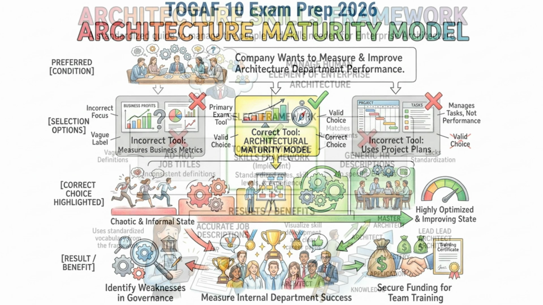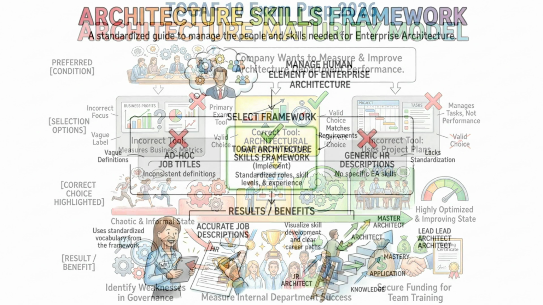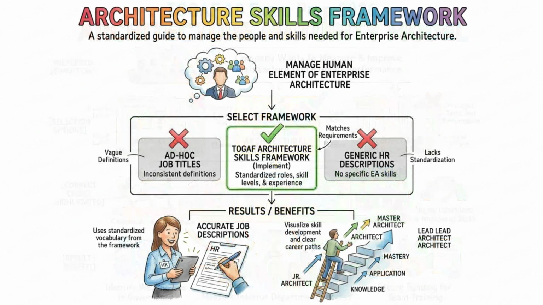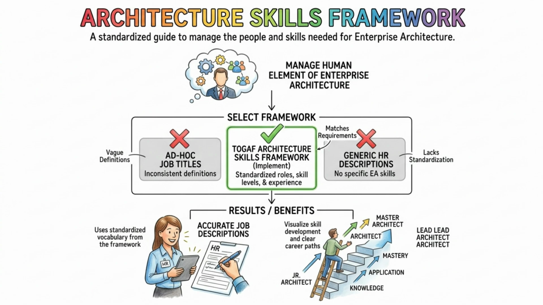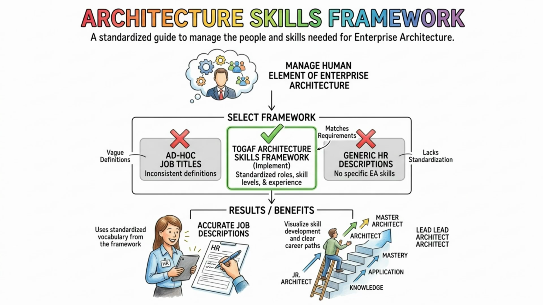To improve maturity, an organization must ensure it has the right people, which is where the architecture skills framework becomes essential. The skills framework provides a standardized vocabulary for defining the roles, skill levels, and experience required for different types of enterprise architects. It helps human resources departments write accurate job descriptions and create clear career progression paths for technical staff. Exam questions often ask how organizations manage the human element of enterprise architecture, pointing directly to the implementation of the skills framework.